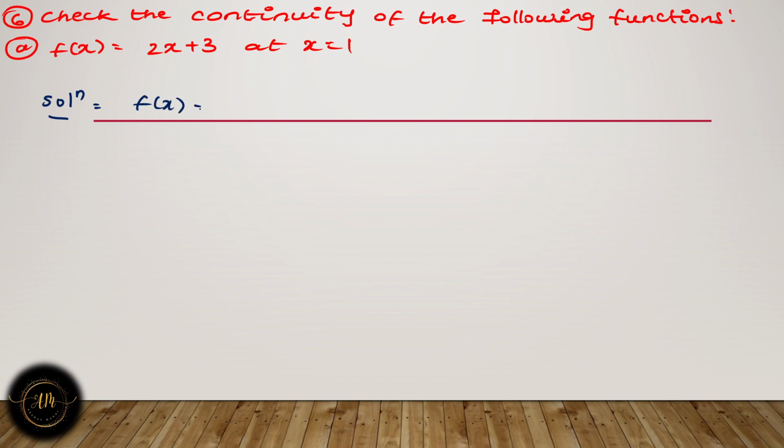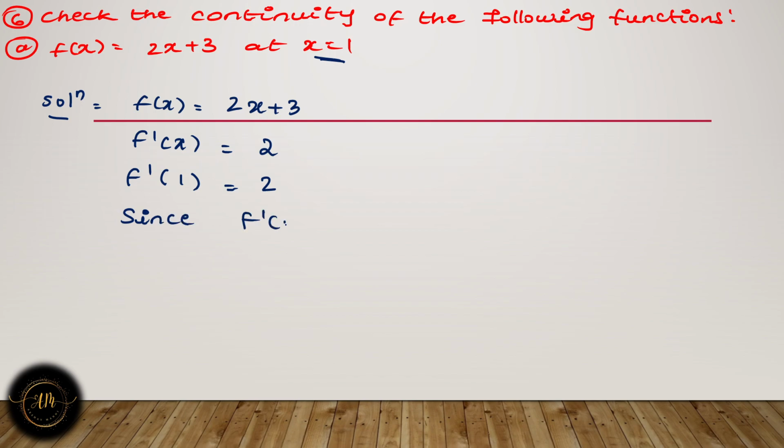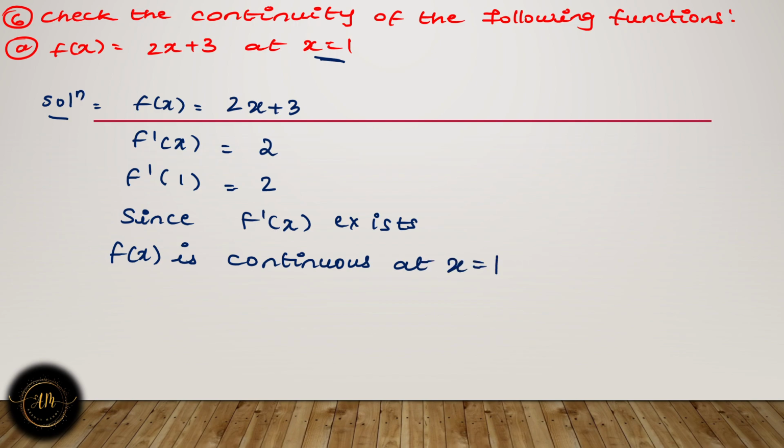So we know our f of x is nothing but 2x plus 3, right? And then we know f dash x. What is the derivative of 2x plus 3 over here? 2, right? Now f dash 1. When x is equal to 1, the derivative will be 2 itself. Since f dash x exists, the derivative is existing, f of x is continuous at x equals 1. Alright. Clear with this question? Yes. This is a simple question and easy marks gaining too. Right. We will go for the next question.